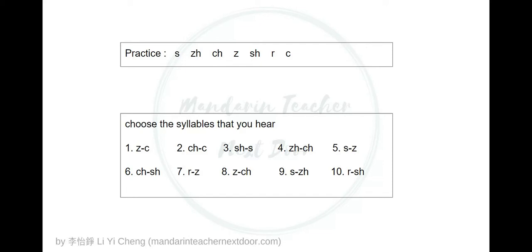丝 丝. Left or right? 丝. Good. The left one. So how do you say the right one? Zh or zhi? 知 知. Good. Let's move on to the last one. Number 10.